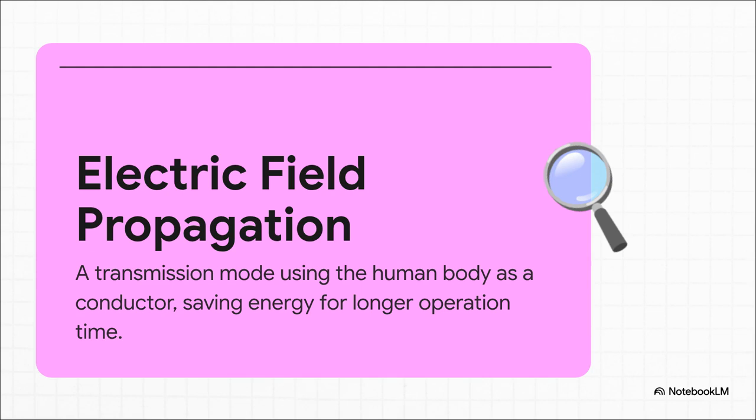And speaking of innovation, this is just brilliant. Some capsules, like the MiroCam, use this technology called electric field propagation. Instead of burning up its battery sending a radio signal, it uses the patient's own body as a conductor to transmit the data. It's just a really clever use of physics that saves a ton of power, which means a longer battery life and more pictures.